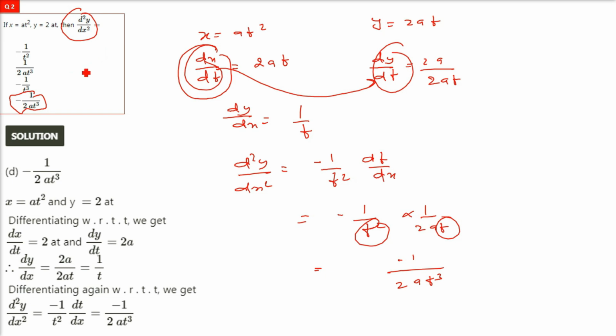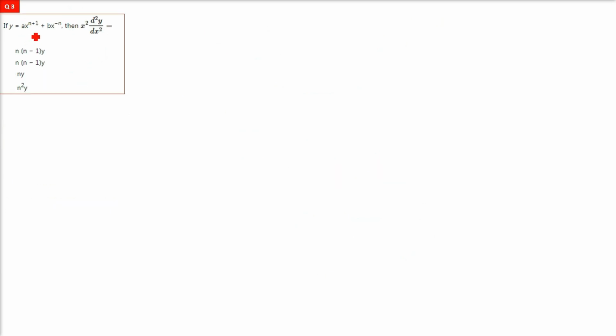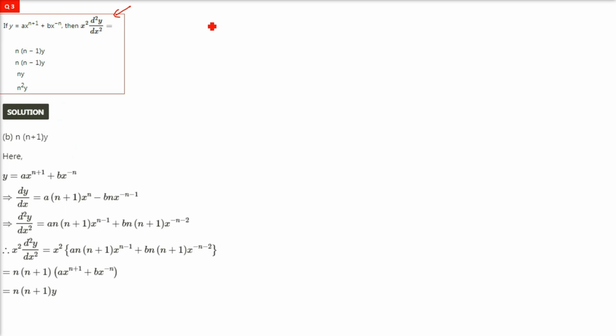Four options, one will be correct. Y is equal to a x to the power n plus 1 plus b x to the power minus n, then x square into d2y by dx2. This question in 12.2 exercise of higher order derivative have already been done, but for the sake of completion, let us do it quickly. Y is equal to a x to the power n plus 1 plus b x to the power minus n. dy by dx is equal to a. See, x to the power n differentiation is nx to the power n minus 1, so you have to follow it wherever x is there.